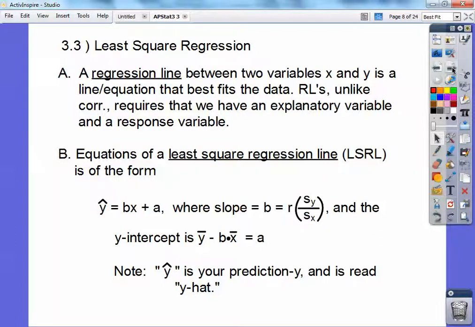Okay, so notice this is y hat, and y hat is our prediction y. So when you see that little hat right there, it automatically means it's a prediction y. It's not the exact y, it's the predicted y.